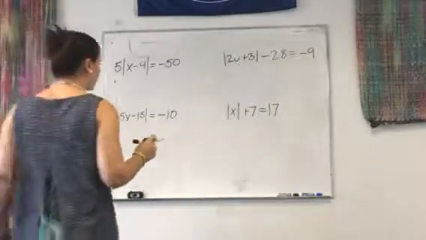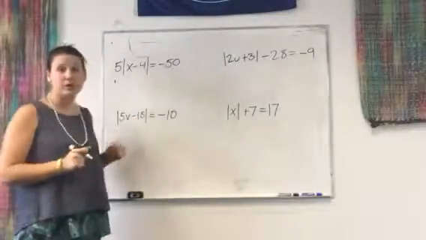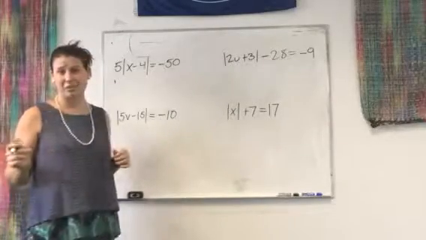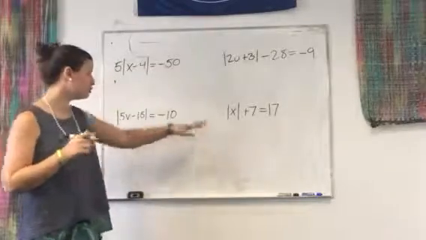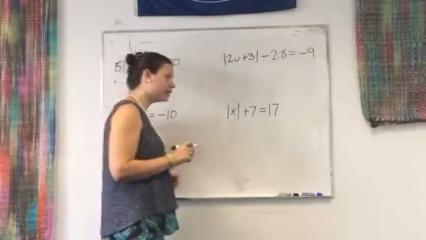Okay, this is a lesson on absolute value equations. So in ALEKS, these are problem types 2 through 4. First, we'll start off with the easiest one here.